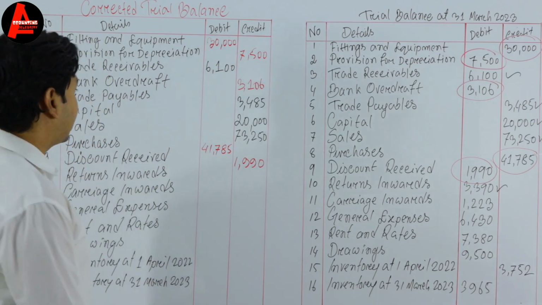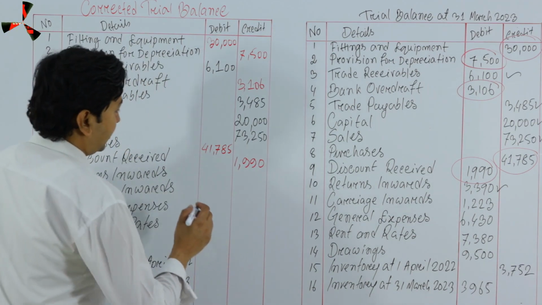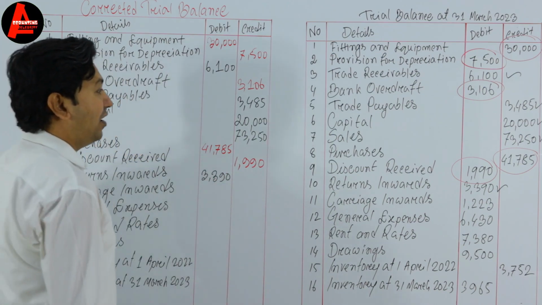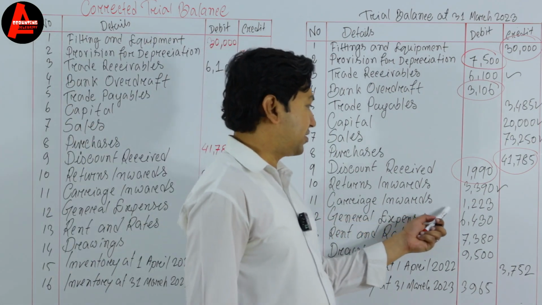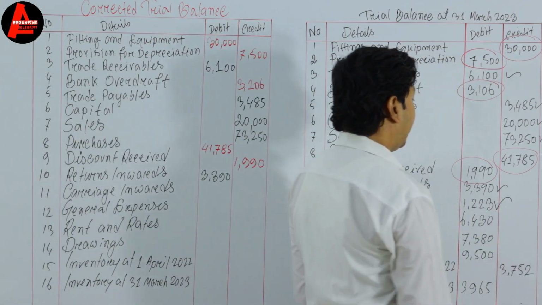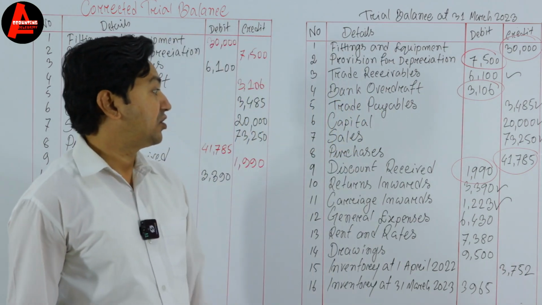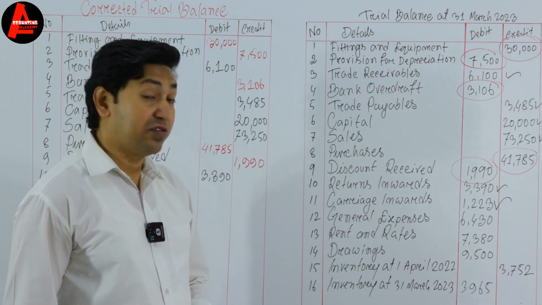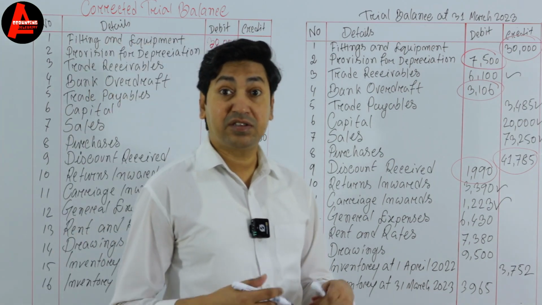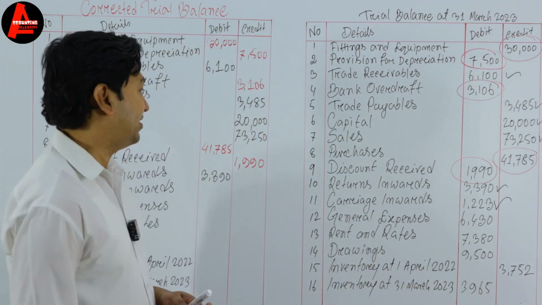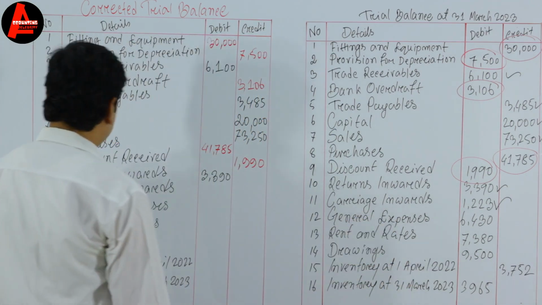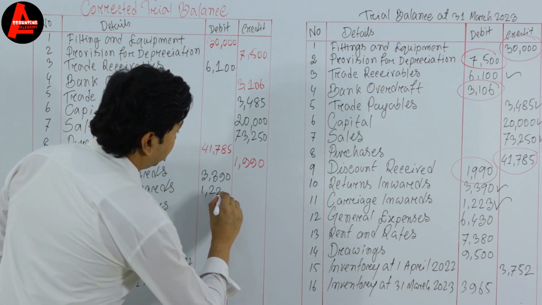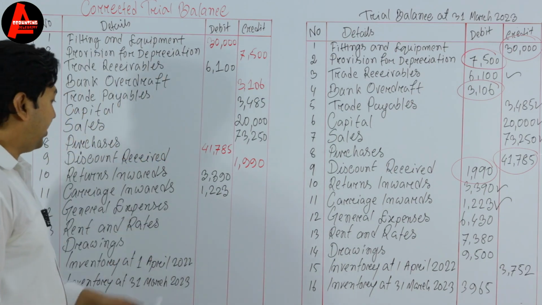Okay. So let us write here returns inwards. It is $3,390. Okay. Then we have here carriage inwards. So this is an expense. Okay. So carriage inwards. So here it is $1,223. Okay. So carriage inwards is an expense. You already know expenses of all types will be debited. Okay. That means this item was correct. So here we will follow this $1,223 and it will be debited.